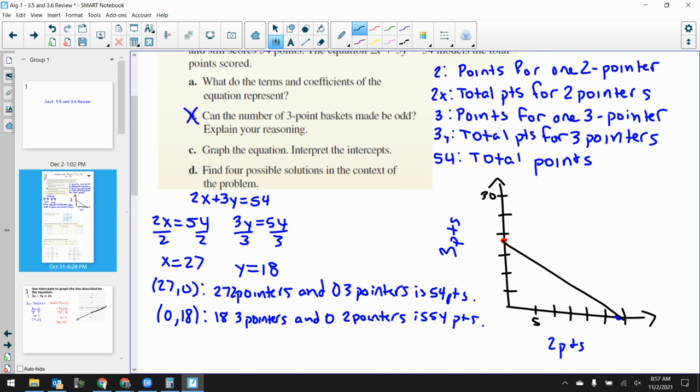Do I put arrows on the end of those lines? No. Because that means it would go into the negatives, and it does not go into the negatives.